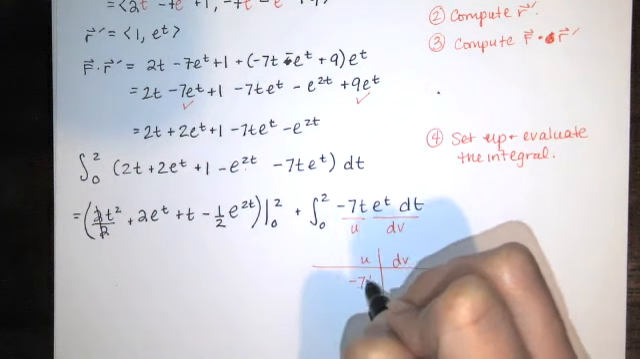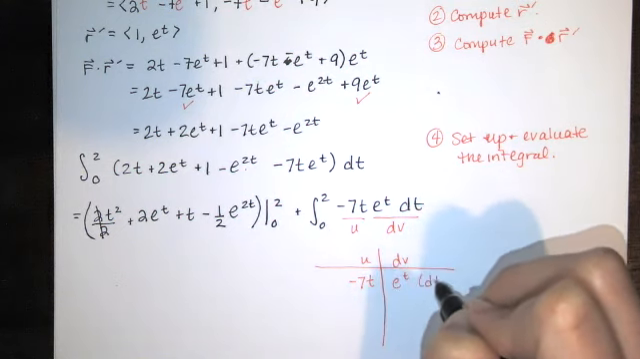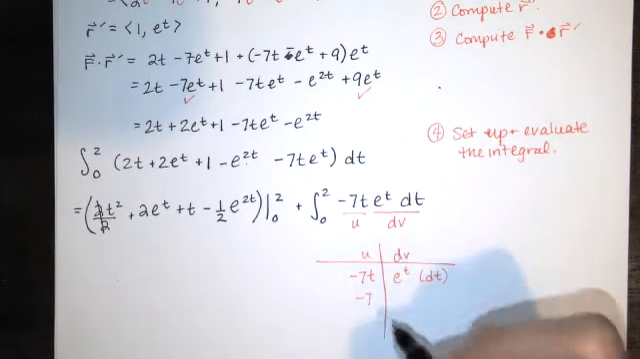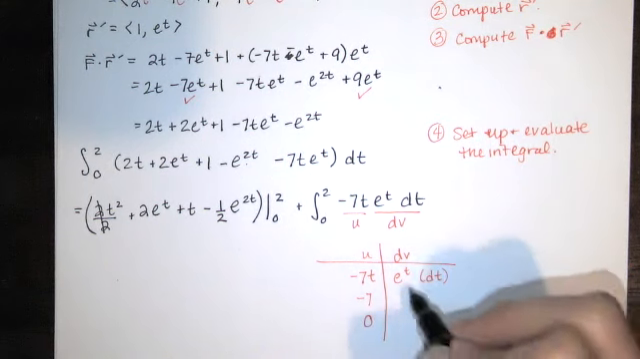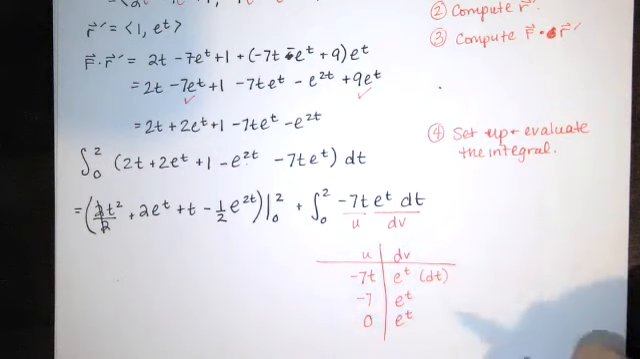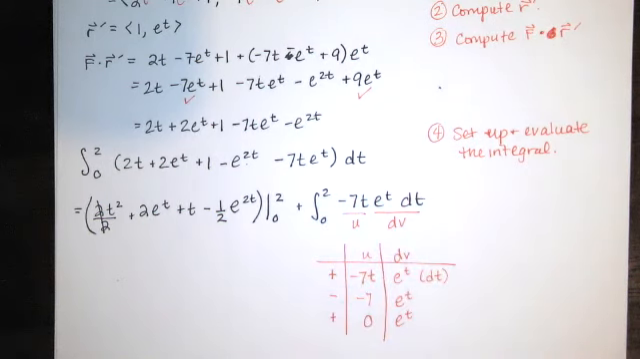So you put your u or your d over here and your dv over here, and you sort of ignore the dt. And then in this column, you differentiate until you get 0. So you get a negative 7 and then a 0. And in this column, you anti-differentiate. It's easy enough because we're dealing with e to the t. And then you've got these signs.